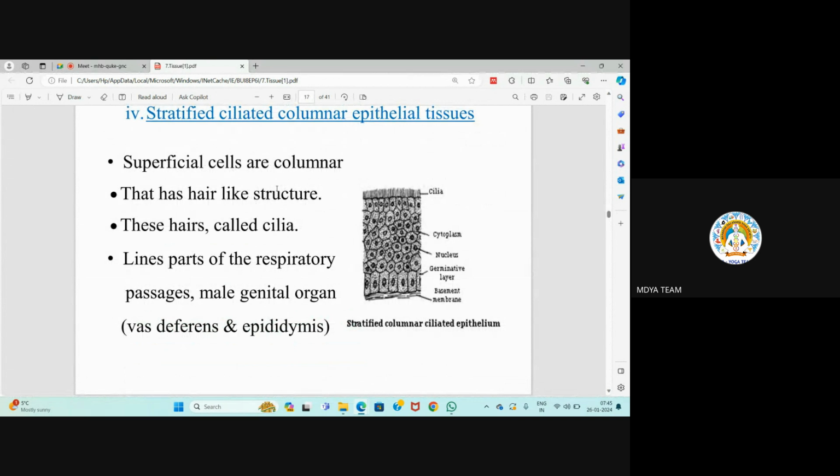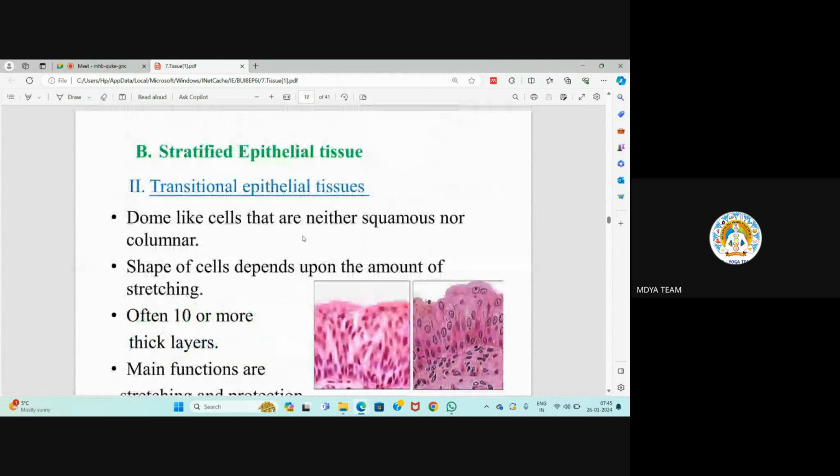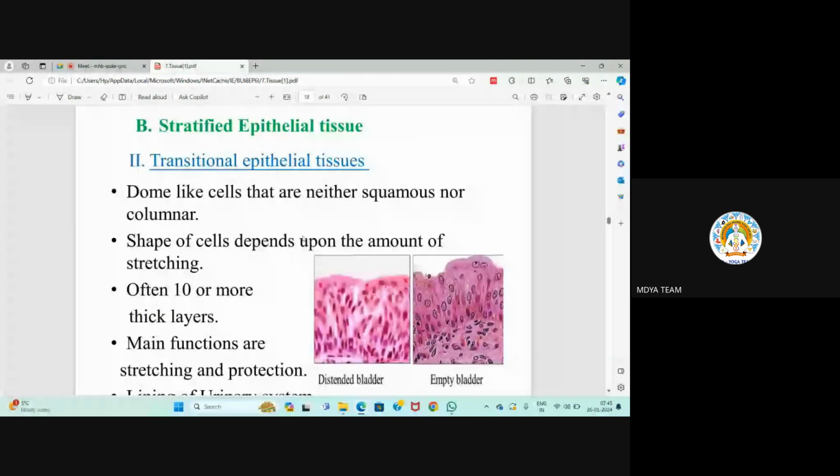So, like tract and tube-like structures, this type of tissue is found. Next is transitional epithelial tissue. You remember that flow chart we discussed yesterday? We have two types of stratified tissue. What were those? Compound and transitional. Yes, very good.